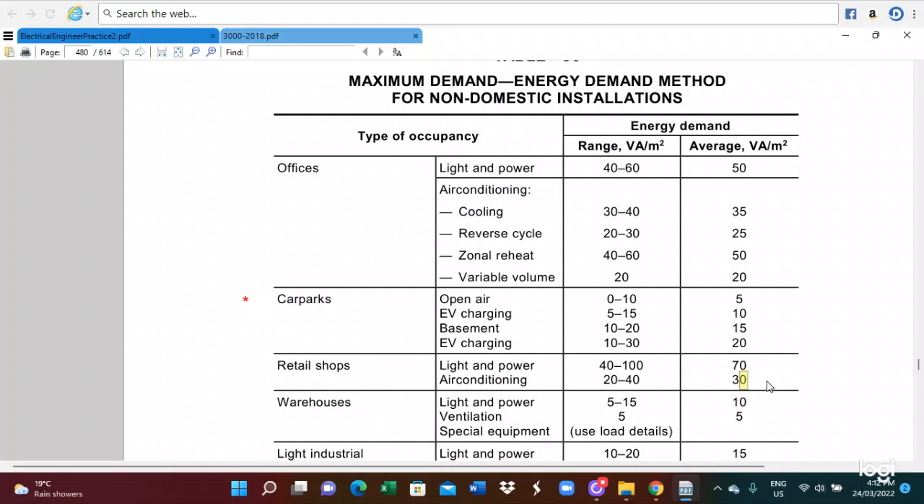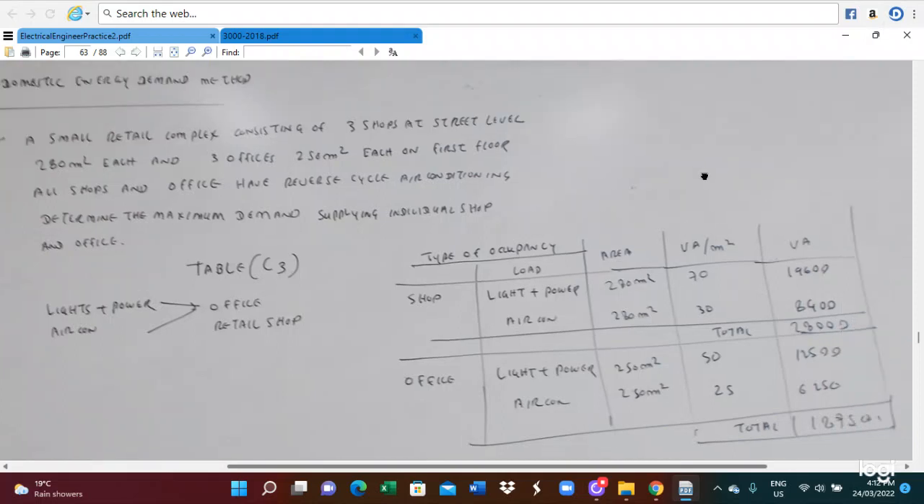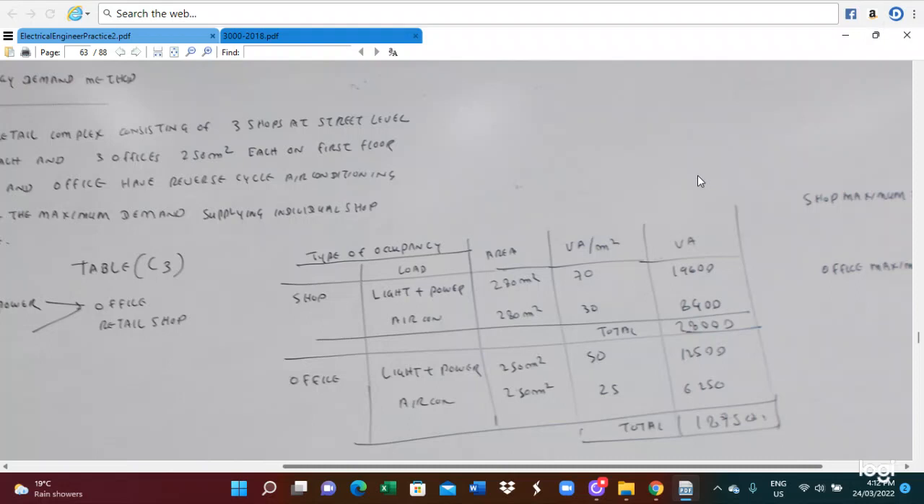So in this problem, we refer to these as raw data, and we substitute the data here. For the shop, light and power, the dimension is 280 meter square, multiplied by 70. So we multiply 70 by 280, and that's 19600 we got.